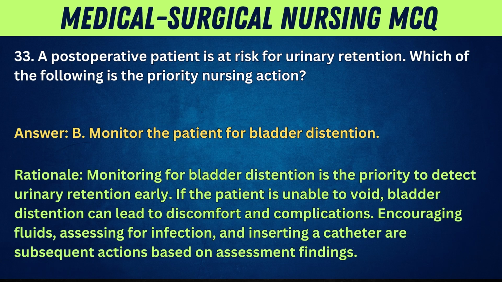Answer: B. Monitor the patient for bladder distension. Rationale: monitoring for bladder distension is the priority to detect urinary retention early. If the patient is unable to void, bladder distension can lead to discomfort and complications. Encouraging fluids, assessing for infection, and inserting a catheter are subsequent actions based on assessment findings.